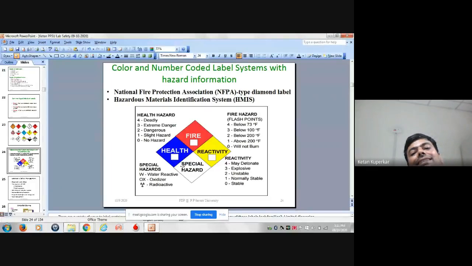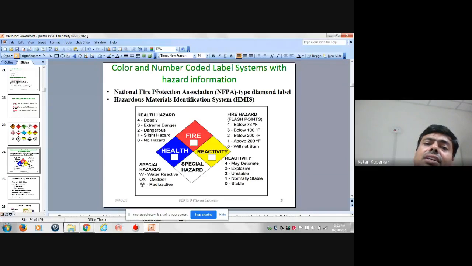And the fourth class is the special hazard, which is uniquely designed and not used for every class of chemicals. But for W, if it is showing in white, it is water reactive. For example, sodium metal comes with the white logo. If it is OX, that means oxidizer, and if this is the symbol, then it's a radioactive compound present in the chemical bottle.